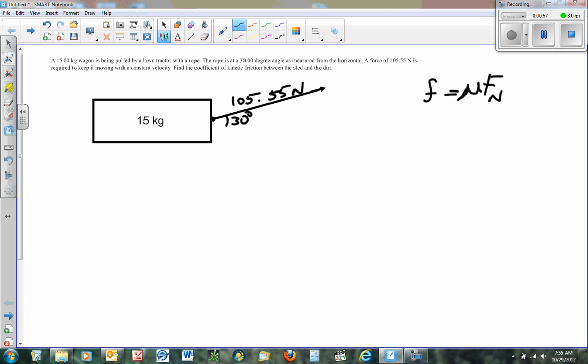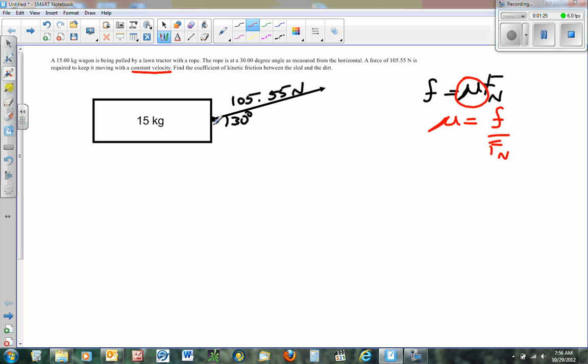So we're looking for this number right here. So if we rearrange the equation, we'll get the coefficient of friction equals the frictional force over N. Now, a key phrase here is these two words, constant velocity.